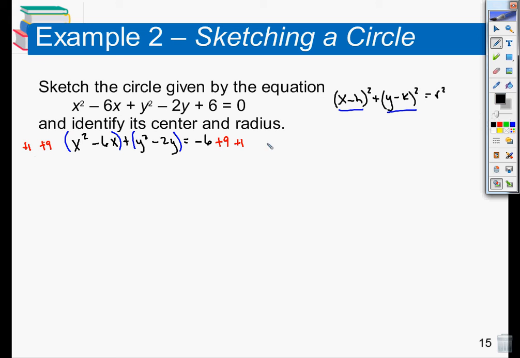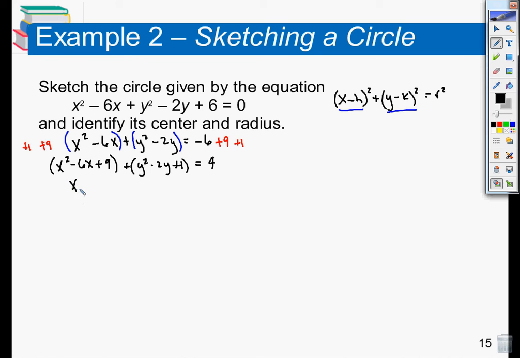So now let's rewrite this whole thing with the squares completed. x² - 6x + 9. That's my first perfect square trinomial I've made. And then y² - 2y + 1. That's my second perfect square trinomial I made. And then the combination of the negative 6, the positive 9, and the 1 gets me a 4. Okay, so now I can factor this down nice and easy.